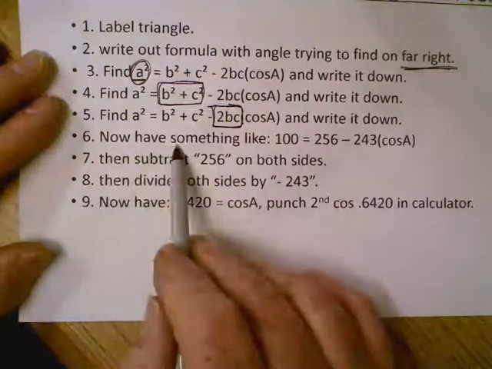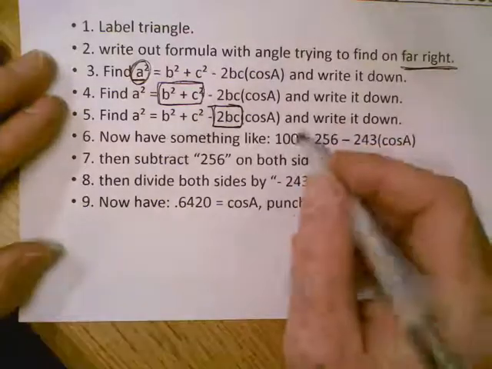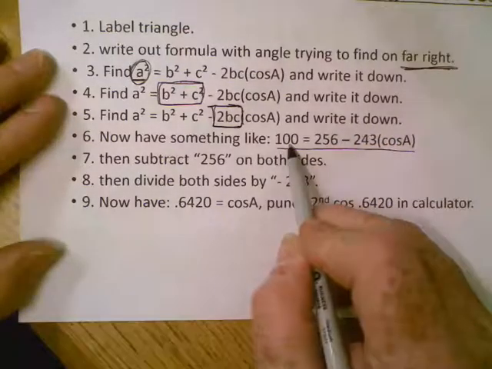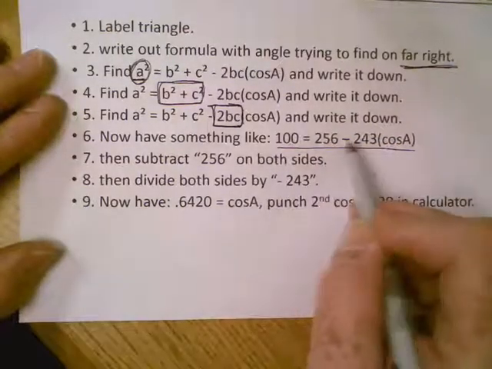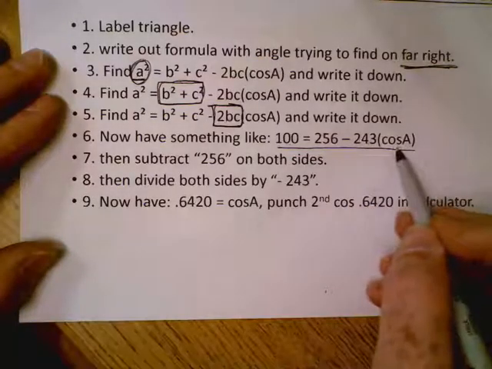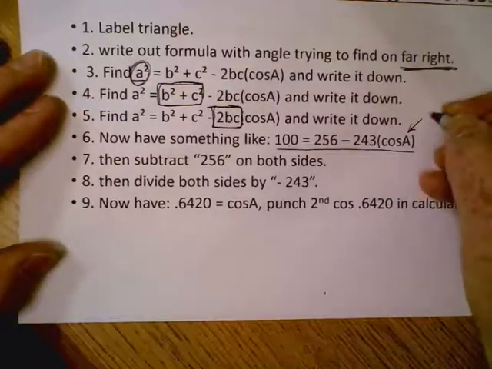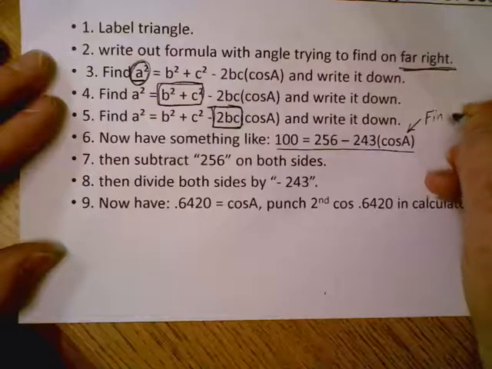When you get finished with all that, it's going to look like this. It's going to have a number here, minus a number here, times the cosine of A, because that's what we're trying to find. We're trying to find angle A.